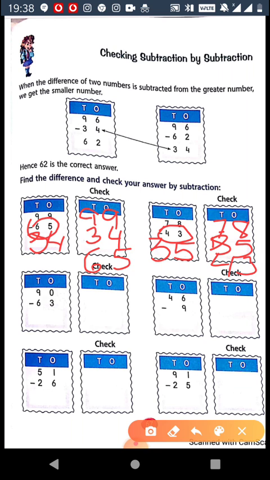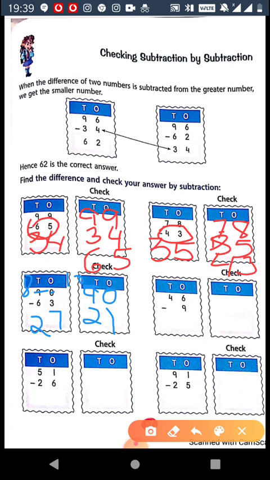Now next is 90 minus 63. Now here you cannot subtract 3 from 0. So what do we do? We borrow 1 ten from tens place. So when we borrow 1 ten from tens place, it becomes 8 here and this is 10. Now 10 minus 3 is 7 and 8 minus 6 is 2. We get the answer as 27, and when you subtract this 27 from the greater number, that is 90, what do you get? 90 minus 27.